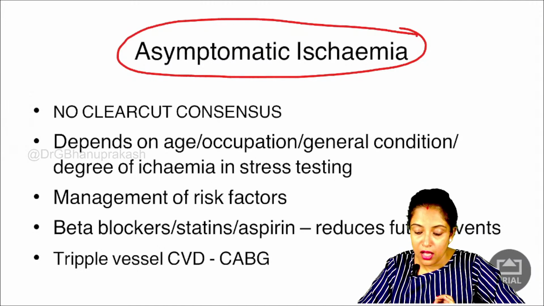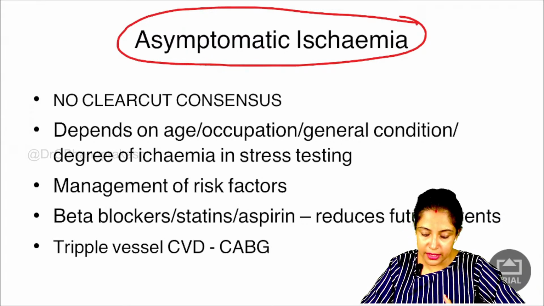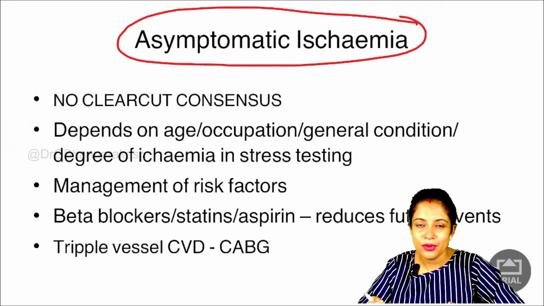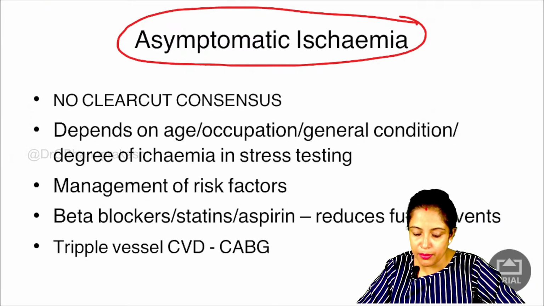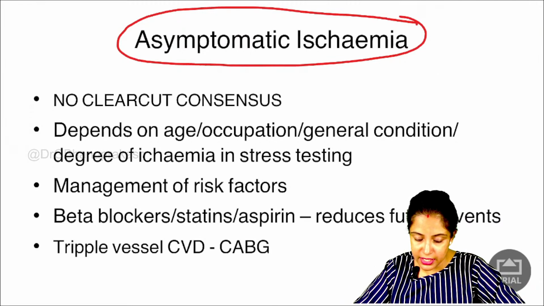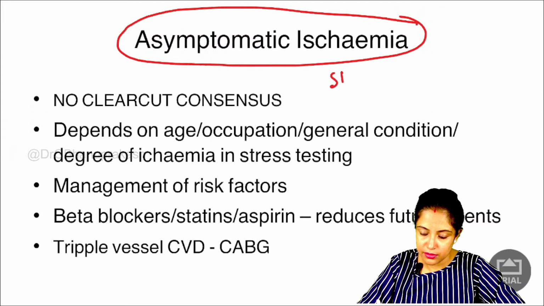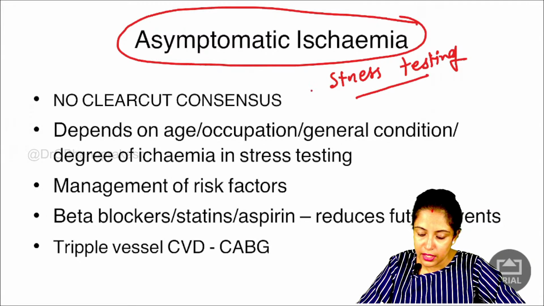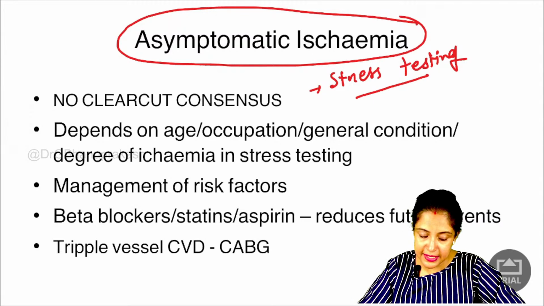Asymptomatic ischemia. As the name suggests, the patient will not have any symptoms, but the patient will be having ischemia of the myocardium. Actually, there is no clear-cut consensus, so no clear-cut guideline about the management. It is usually found if we are doing routine investigations. It can be diagnosed with the help of stress testing, or it can be diagnosed with cardiac MRI or cardiac PET scan.